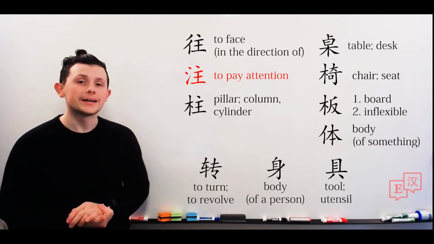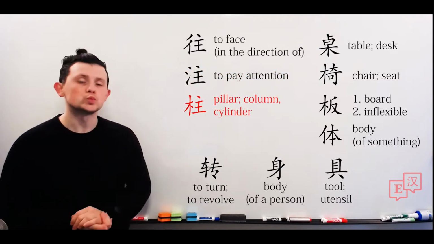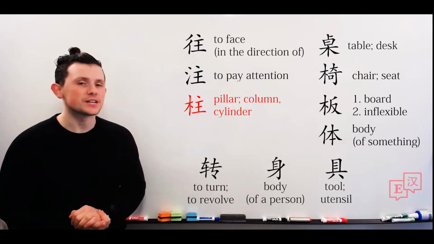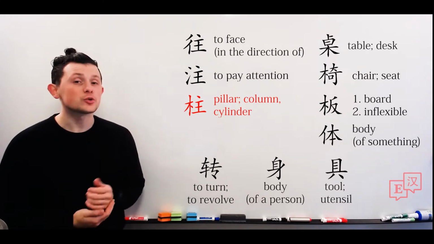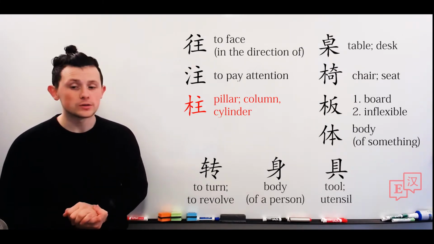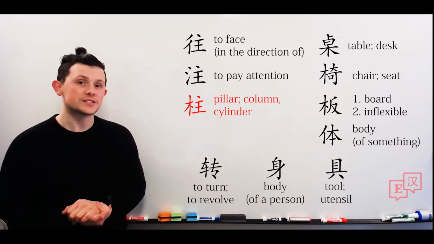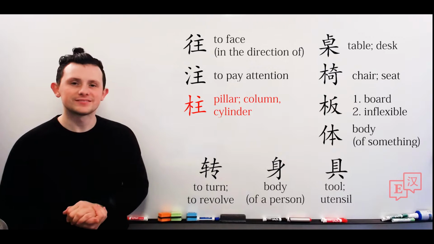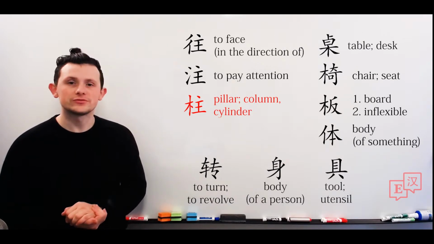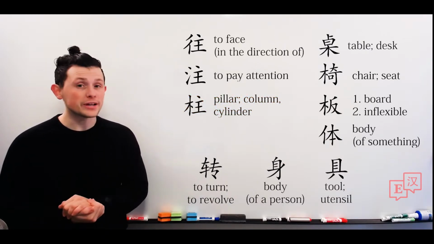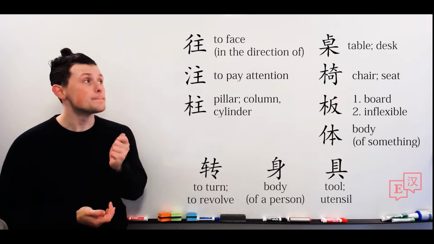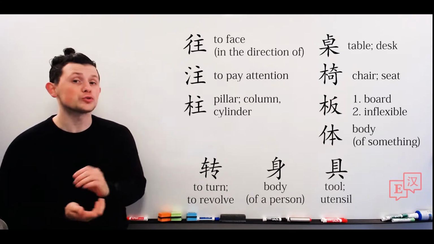And lastly, zhu. Exact same pronunciation. This character with the mu radical means pillar. Very simply that, a pillar or a column. Now, our next several characters are based upon mu, meaning wood or tree.